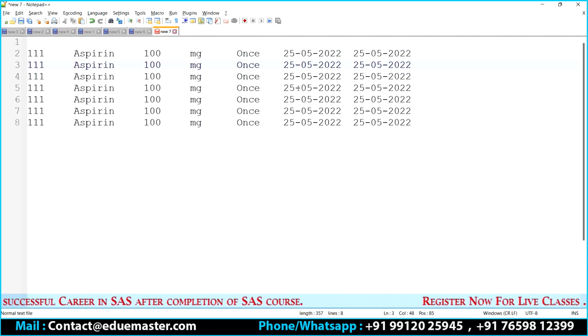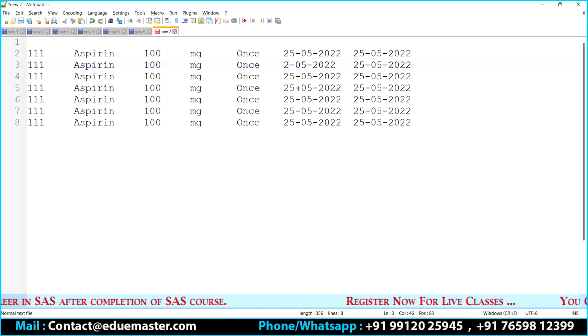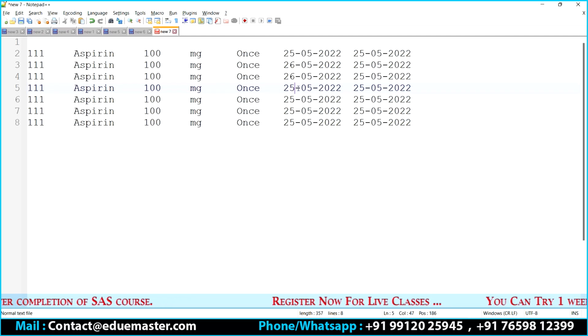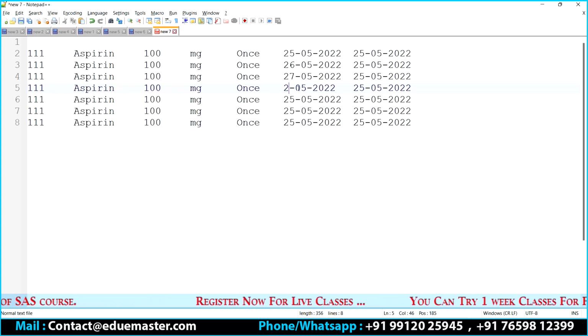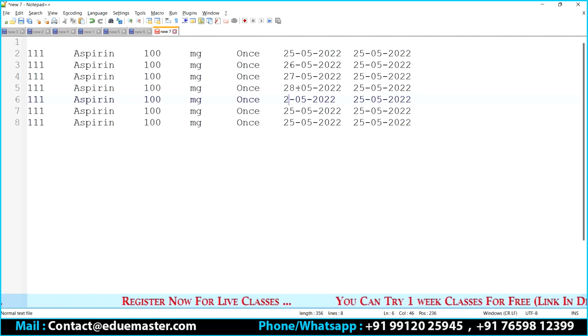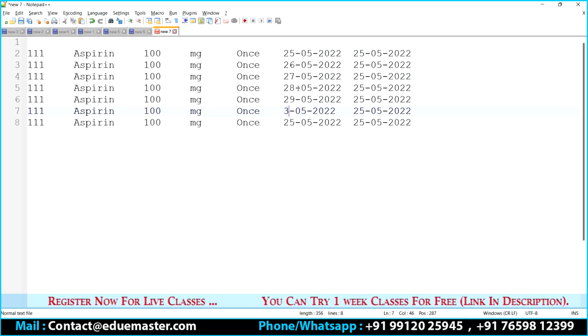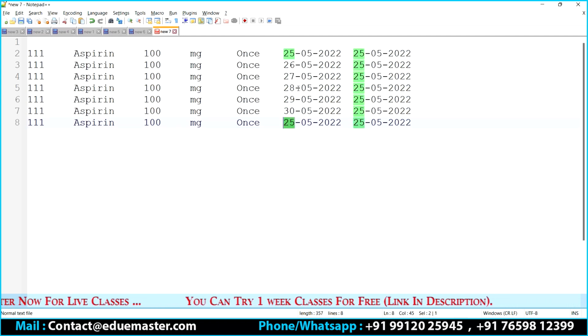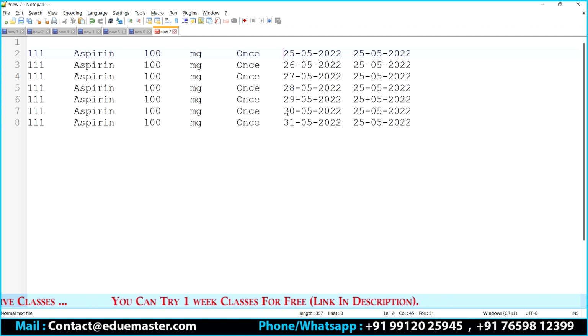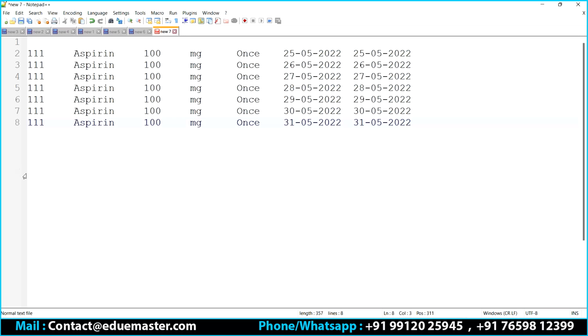The same guy is taking this medicine every day. So 25th, followed by 26th, 27, 28, 29, 30th, and 31st till today. Every day this guy is taking the same dosage with the same constant interval. So how many records are there? Totally 7 records. 7 days he has taken this particular one.